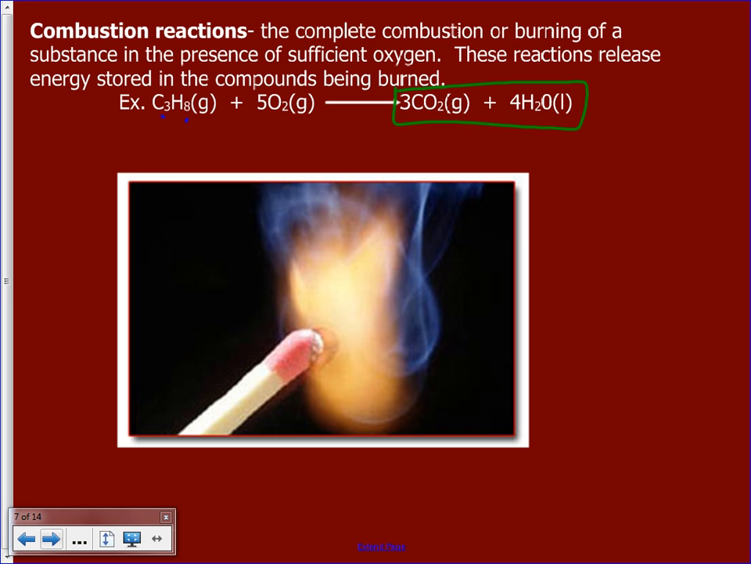How many carbons are there on this side of the reaction? 3. How many over there? Still 3, right? 3 times 1 is still 3. All right. How many hydrogen over here? 8, right? How many over here? 8. 4 times 2 is 8. Now here's the trick. How many oxygen over here? 10. How many on that side?